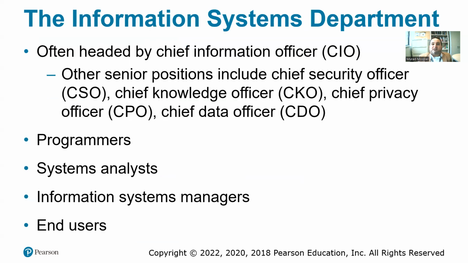So the information systems department, what are the most common titles in the information systems department or functional area? We have the chief information officer, chief security officer, chief knowledge officer, chief privacy officer, chief data officer, chief analytics officer, just to name a few. And that's from the top. And then we have programmers or software engineers, software programmers, coders. We have webmasters, and then we have system analysts.